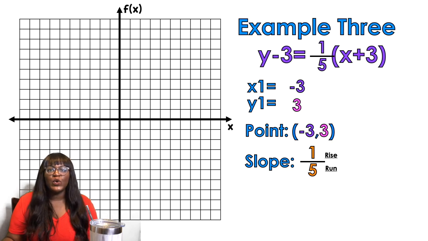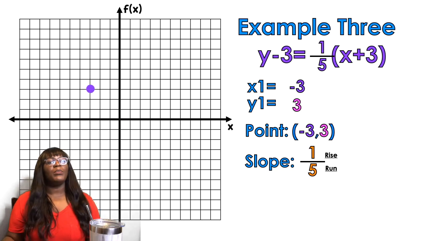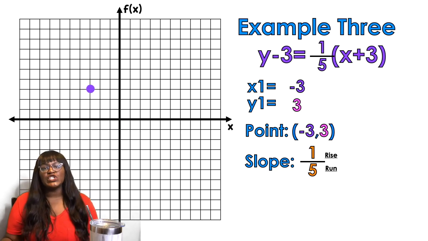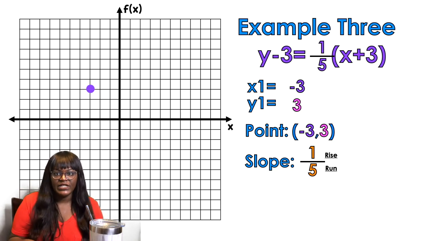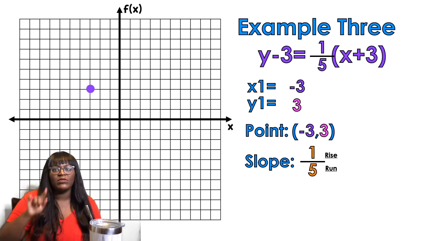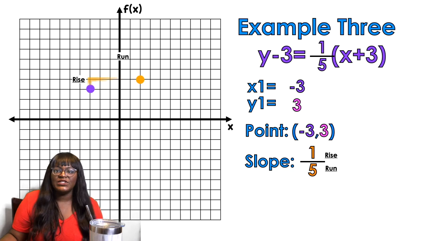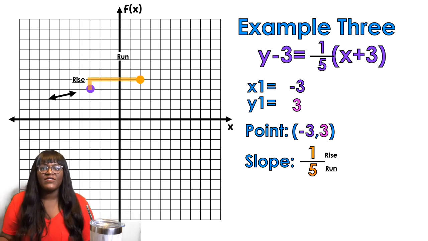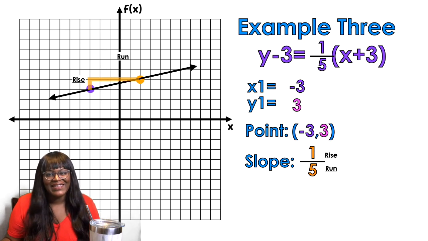And so starting from the origin, we're going to plot our point. So that means from the origin, I'm going to go over negative 3, and I'm going to go up 3 points, right? So from that point, now I'm going to do my rise over run. Starting from the point negative 3 comma 3, I'm going to rise up 1 and run over 5. Once I do that, I can draw my line. See, it's not that bad.